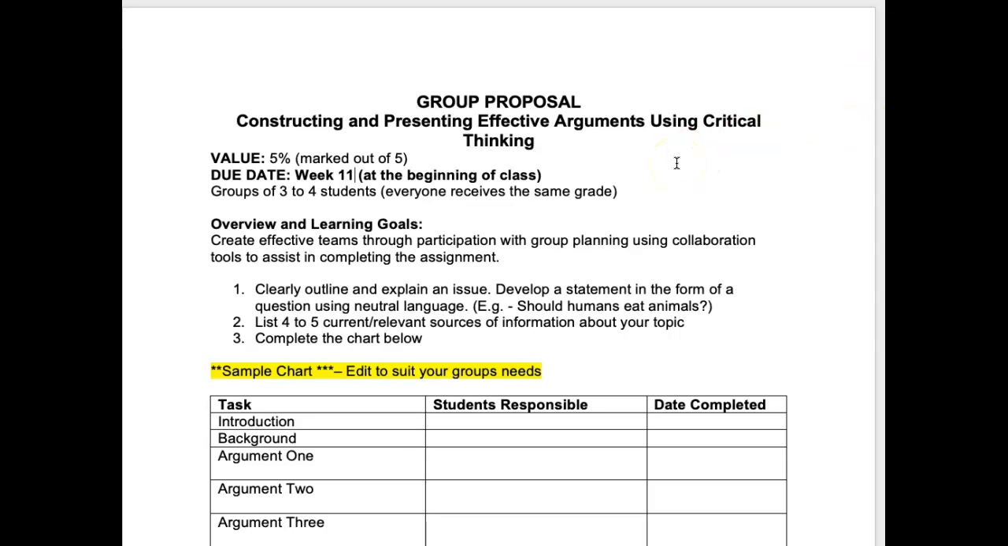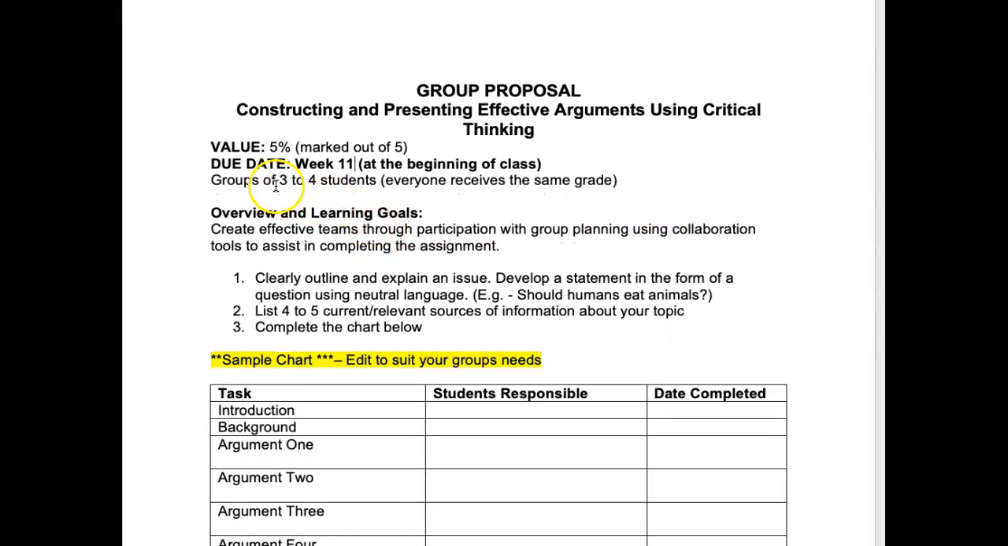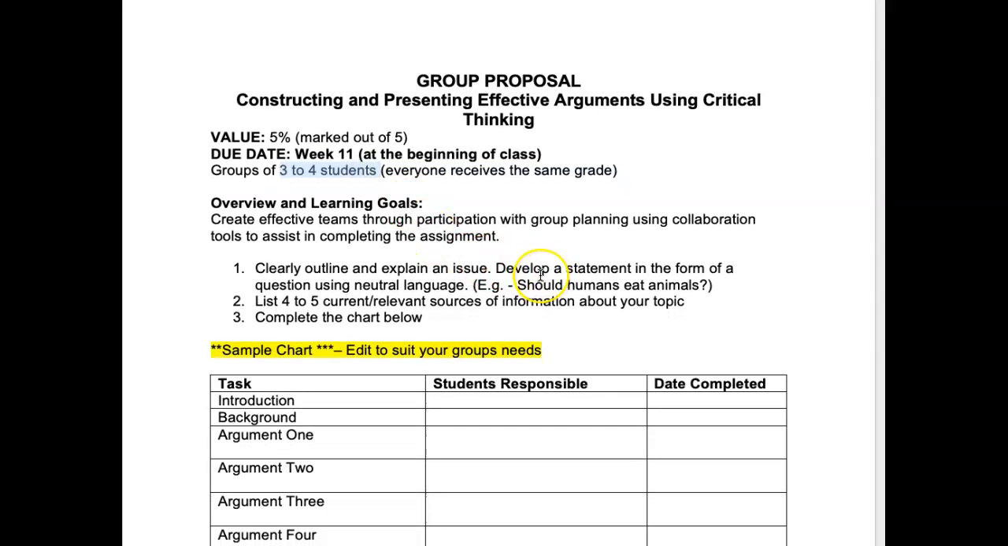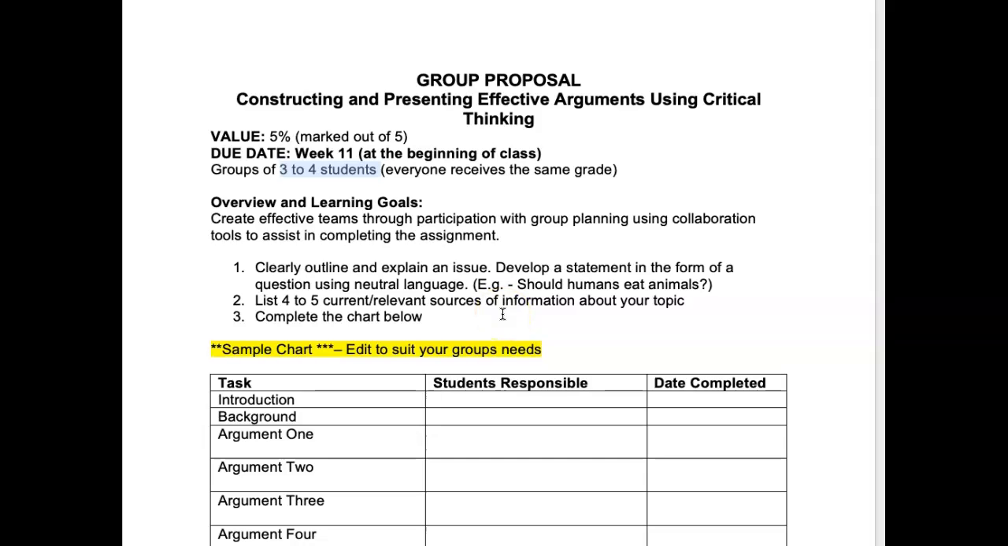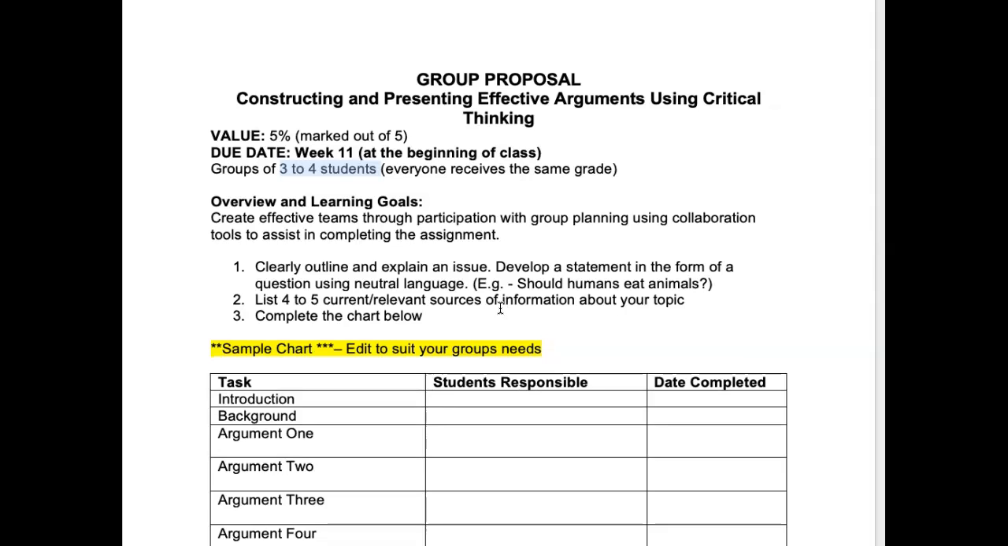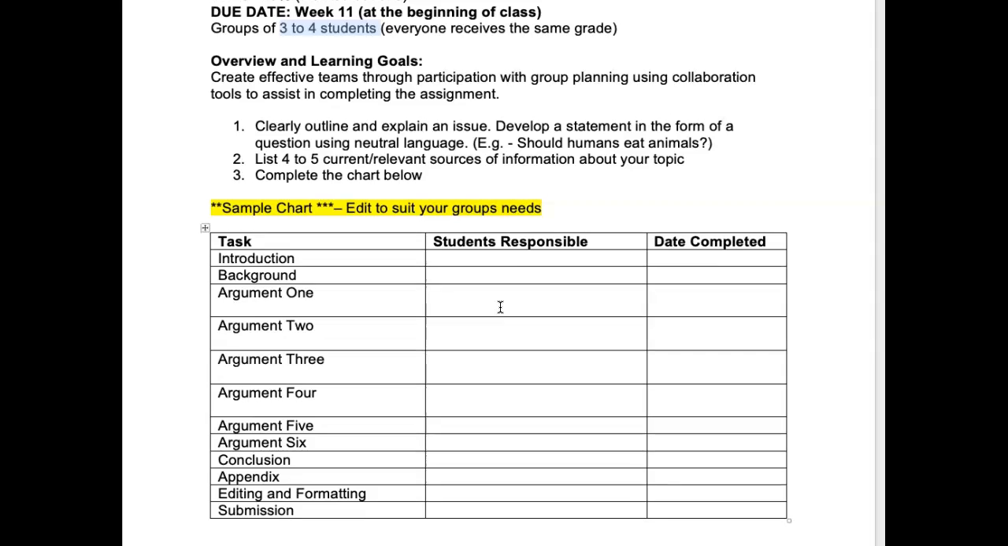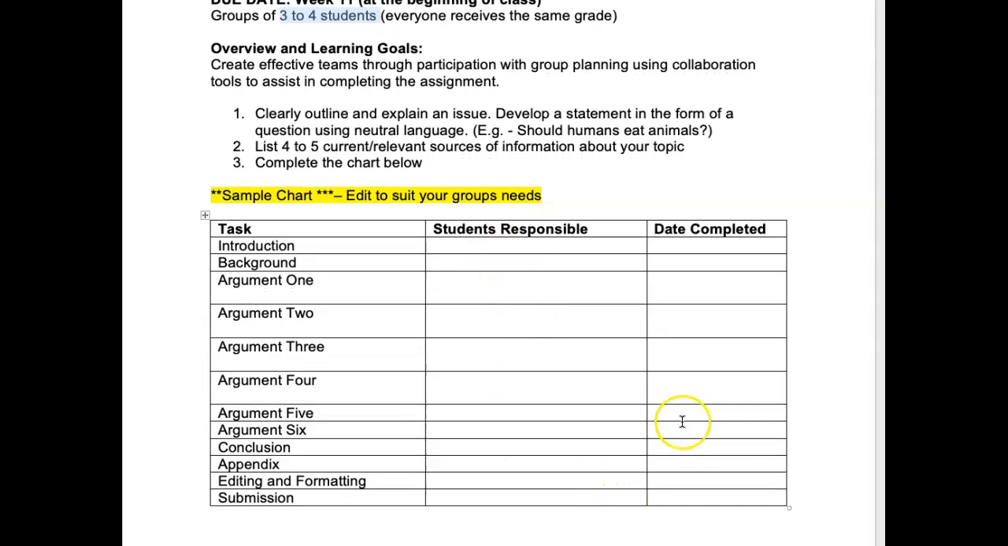Week 11, you are going to submit this, and this is to demonstrate that you have a sound proposal for this assignment. Like I said before, you're in a group of 3 to 4 students. You're going to outline the issue. You're going to list what information you're going to use. The assignment at this point does not have to be completed. All I want is an outline to show me who is in your group and who is responsible for what.